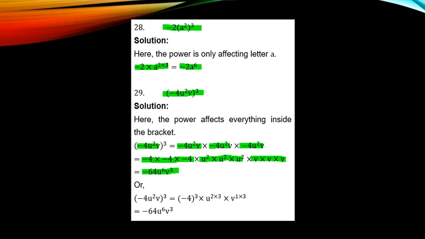Or alternatively, you can apply the power law by multiplying each term by the power. So you have minus 4 cubed, then u squared times 3, v has a power of 1, so you have v power 1 times 3. Minus 4 cubed is minus 64. Then u power 2 times 3 becomes u power 6. V power 1 times 3, you have v cubed. So that is the alternative approach, and we have the same result.